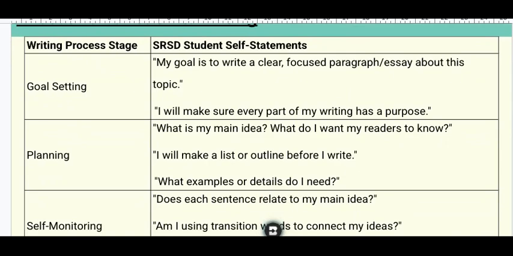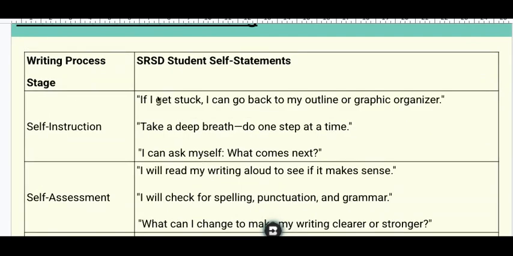Self-monitoring. Am I using transition words to connect my ideas? Have I included enough details? When we're thinking of self-instruction, if I get stuck, what can I do? If I'm overwhelmed, what can I do? Take a deep breath, right? A goal can be as simple as that. Maybe that's where you need to start as a whole class. Take a deep breath. Do one step at a time.